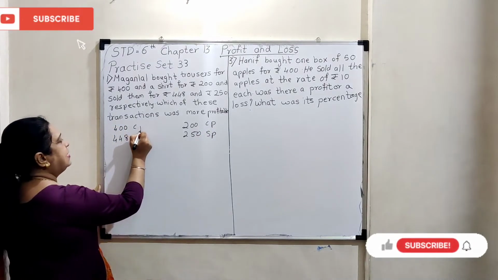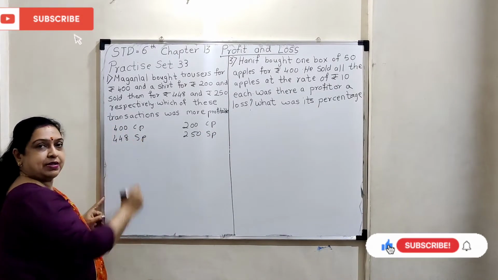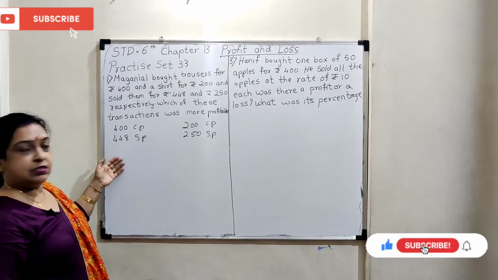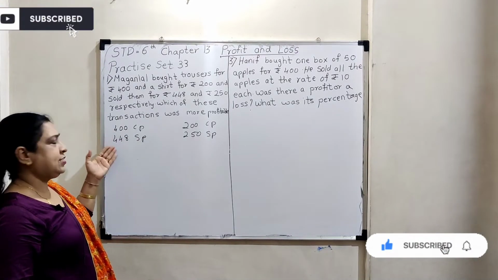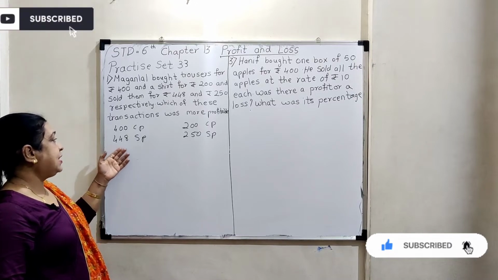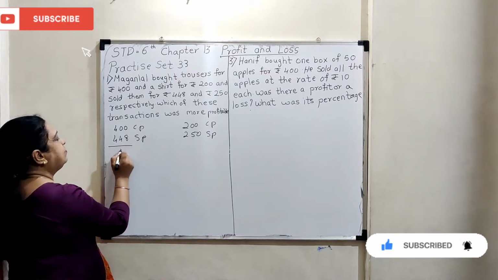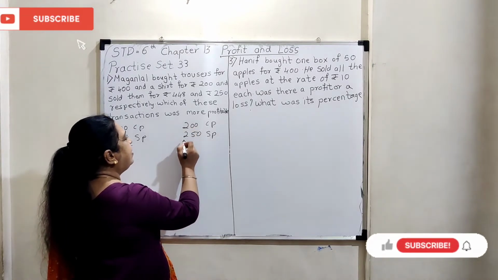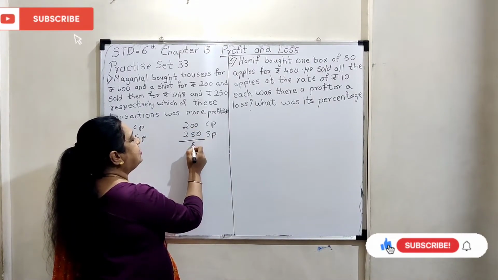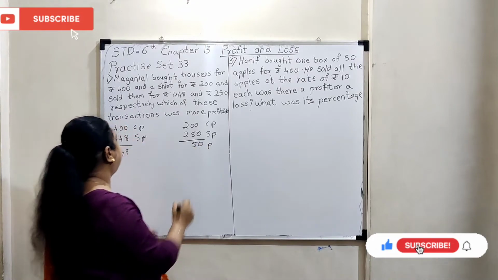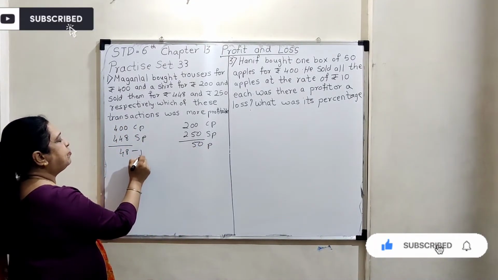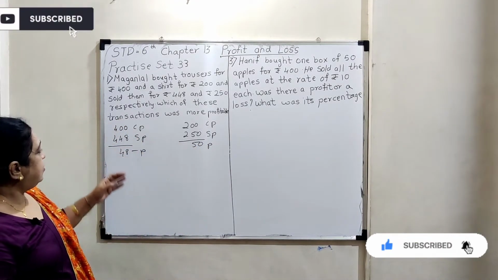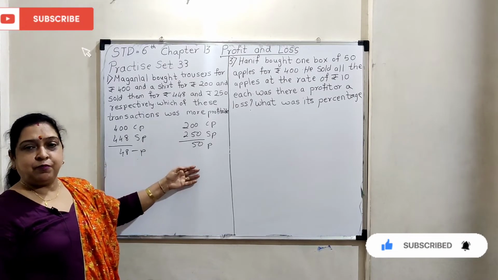This is the cost price and this is the selling price. From this only you can make out. He bought for 400 and he sold for 448. That means he made a profit of rupees 48 over here. And in this he bought for 200 and he sold for 250. That means he made a profit of rupees 50 and here he made a profit of rupees 48. So in both he has made a profit.